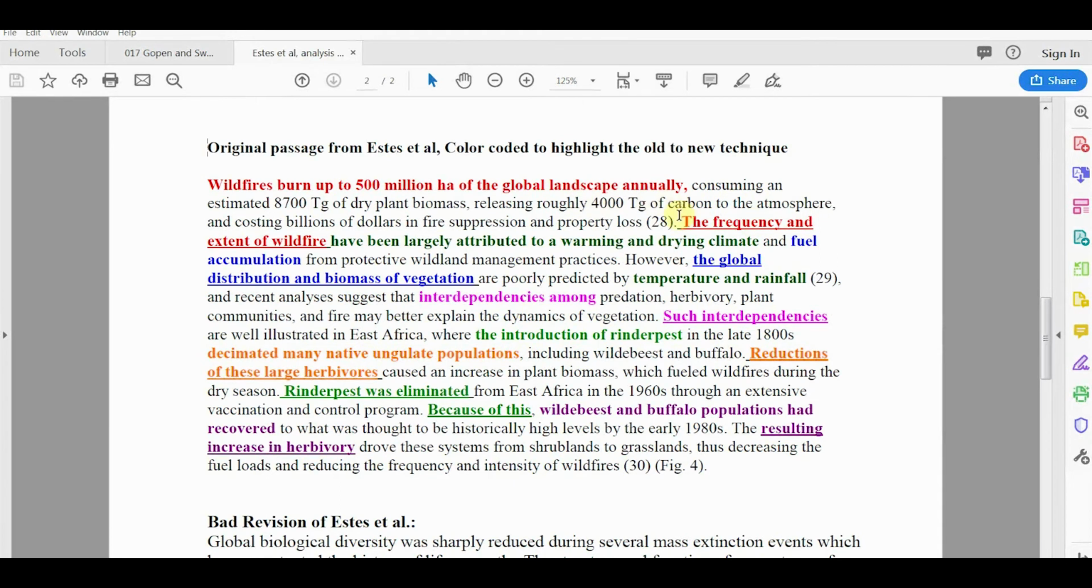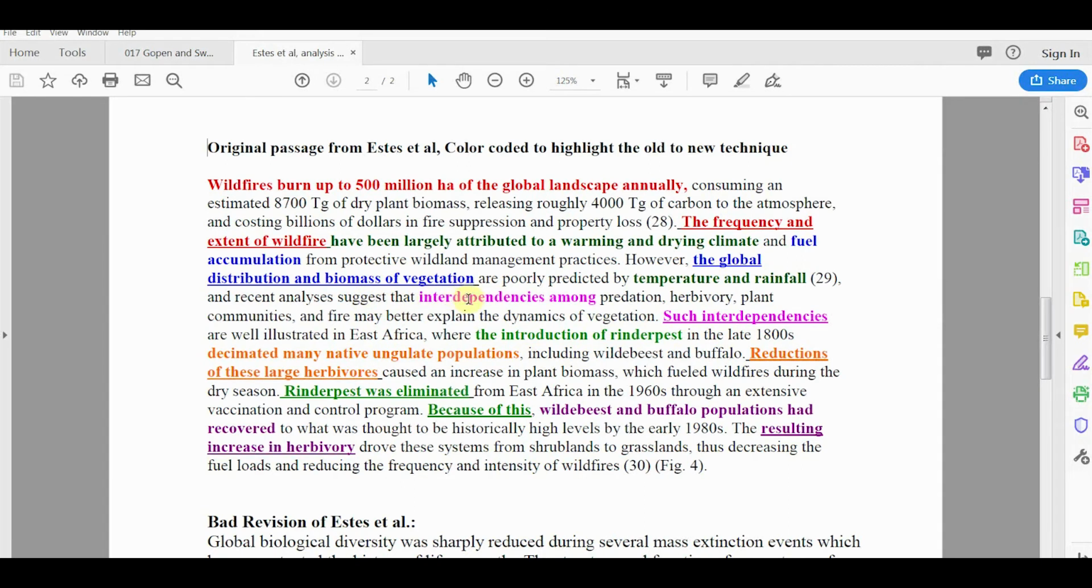You know, we get a sentence on wildfires, then I get a sentence that starts "the frequency and extent of wildfire," and that little moment right there is Estes et al. obeying the guidelines of old to new. They are starting the sentence with something that has already been referenced and is familiar. And you can see through this color coding that they carry this out pretty much continuously through the writing.